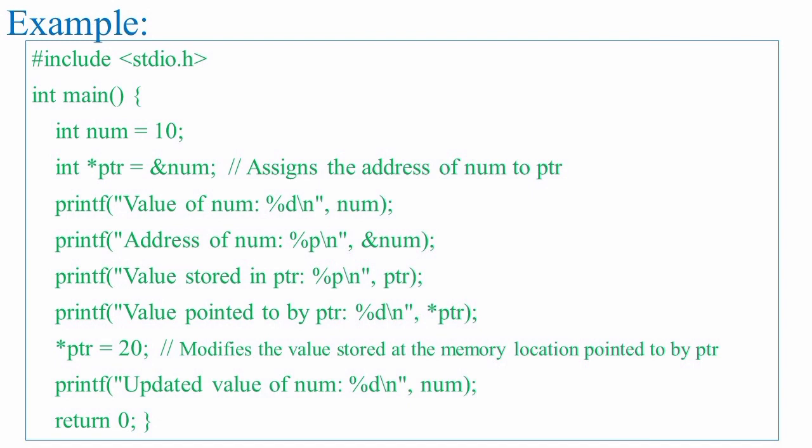The fourth statement dereferences ptr using the dereferencing operator, and it prints the value stored at the memory location pointed to by ptr, which is 10. Next, I update the value stored at the memory location pointed to by ptr by assigning the value 20 to *ptr. This modifies the value of num. Finally, I print the updated value of num, which is 20.